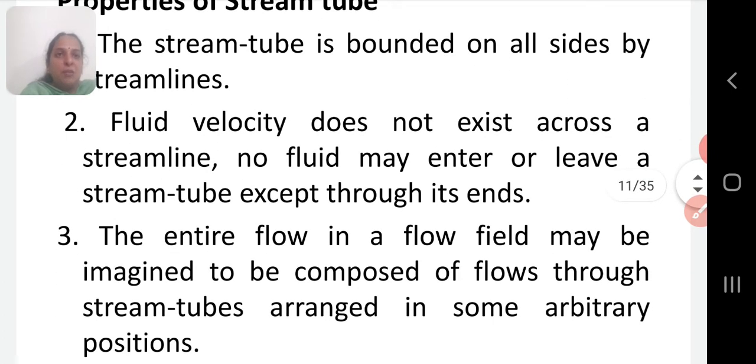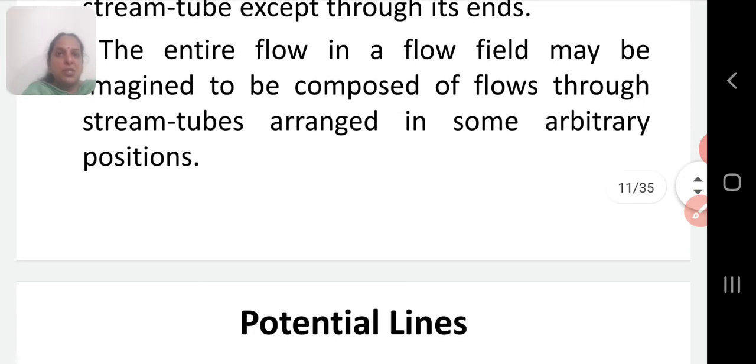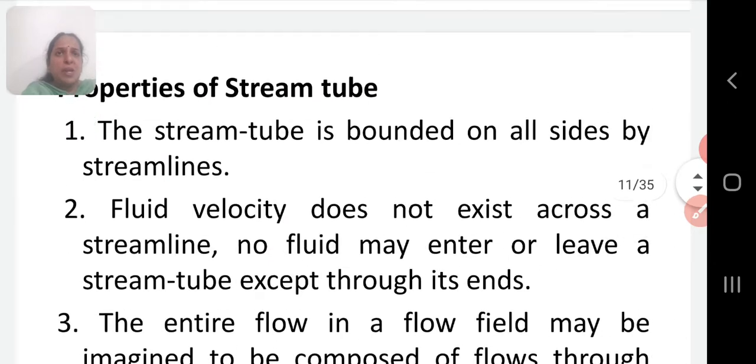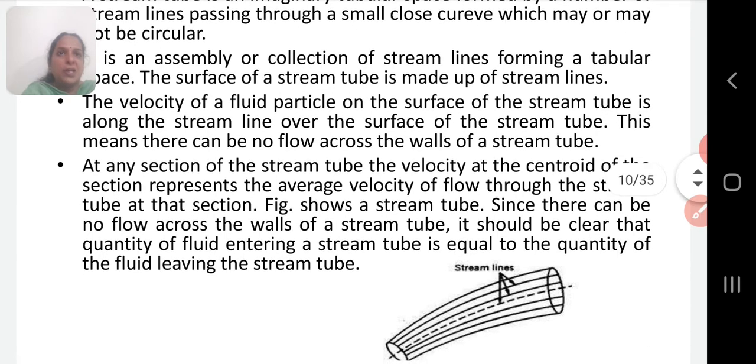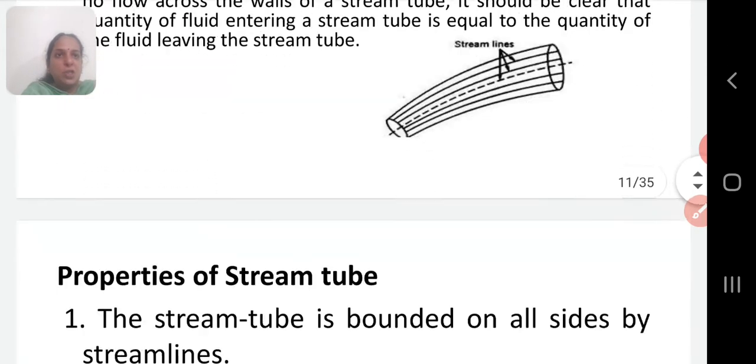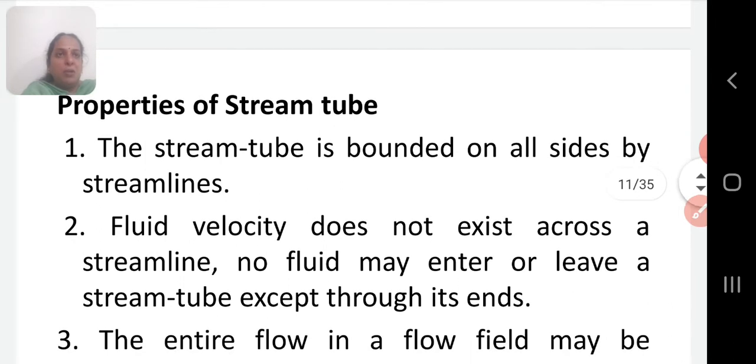So the entire flow in the fluid may be imagined to be composed of flows through stream tubes arranged in some arbitrary positions. Suppose you have a channel or a stream. In that case, the entire flow will be imagined to have a number of stream tubes arranged in some arbitrary positions. From that we will be able to find out the streamlines, and from the streamline we will be able to find out the velocity of the fluid particles on the stream tube. Here we are not considering the surface of the stream tube, instead we are going to consider only the velocity along the streamline over the surface of the stream tube. So that velocity alone we are going to consider here.